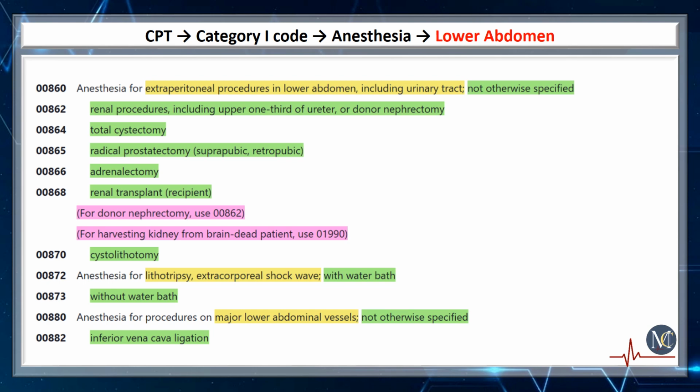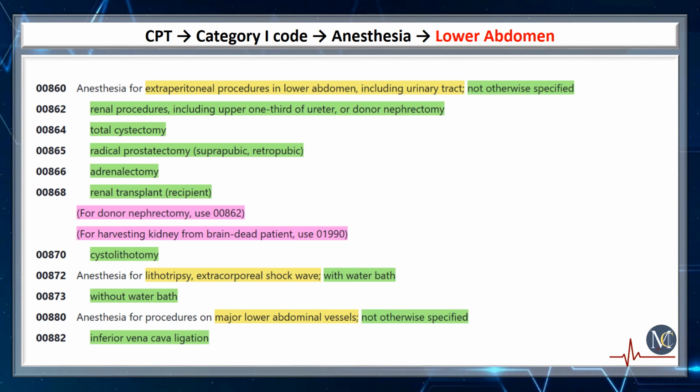Next code is 00872. Anesthesia for lithotripsy, extracorporeal shock wave with water bath. Litho means stones, tripsy means crushing. The provider performs anesthesia services for a patient partially submerged in liquid while undergoing treatment of kidney stones or ureter stones by extracorporeal shock waves. Next code is 00873. It is without water bath.